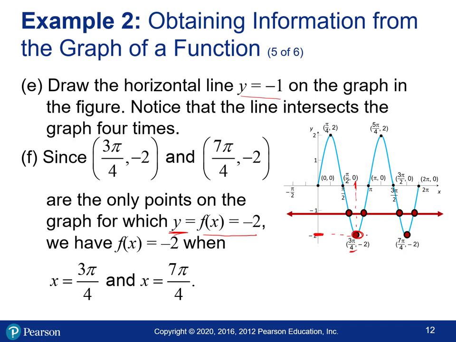And then my next one, I would keep going. I would say, okay, I hit the graph again right here. I have another y value of -2, and I would go up and I would say, okay, x right here, x is 7π/4. Okay, so I know when y, f of x or y is -2, when x equals 3π/4 and 7π/4. Those are my x numbers corresponding to this y number.